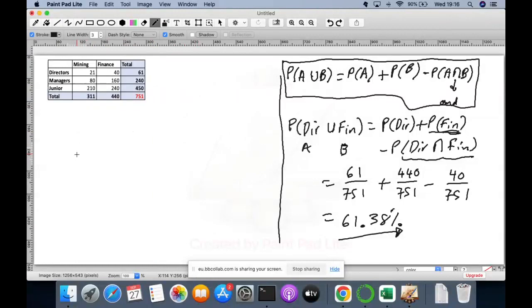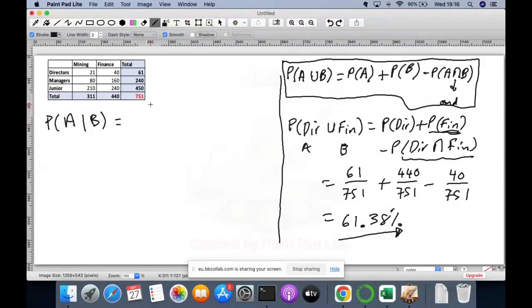Okay, conditional probability involves using this formula here. Probability of A given, or vertical line to represent given, that B has occurred. You don't have to memorize this formula. It is given to you in your formula sheet. You just need to know how to apply it.